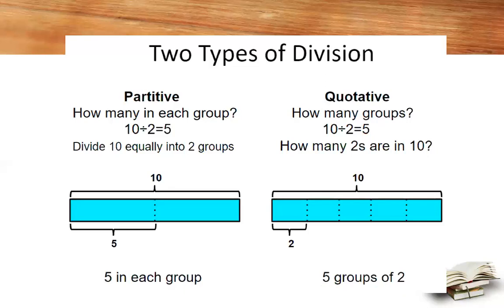So for example, I have 10 apples. What does the 2 mean? 2 means each person gets 2 apples. So how many people can I find? That will be 5, right? Okay, so that is looking for the number of groups. Next.